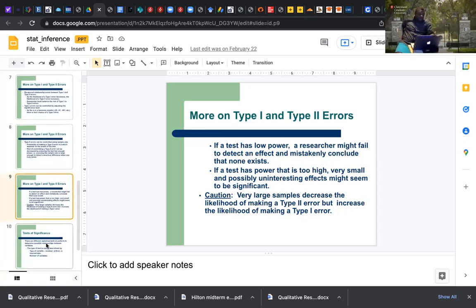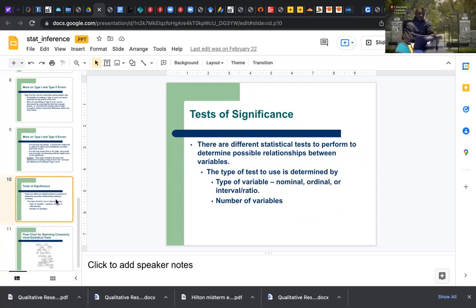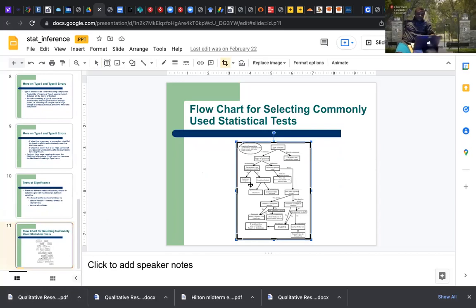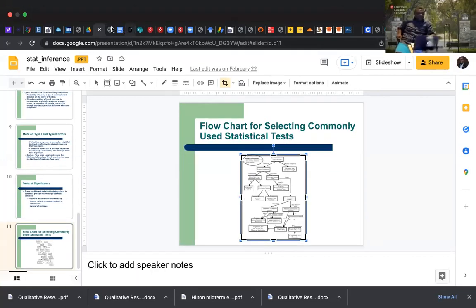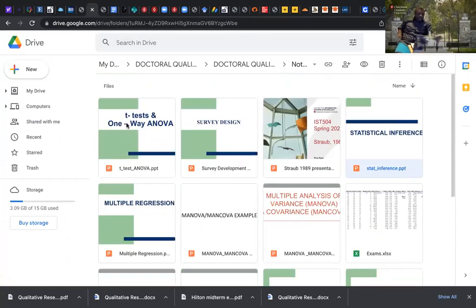And then finally, the test of significance. There are different statistical tests to perform to determine whether a relationship between variables exists. The type of test used is determined by the type of variable you have, nominal, ordinal, interval, the number of variables, and it depends on the kind of test of significance you have. So we already saw these charts last time, which you have to use to decide which statistical test to use. So that's all about statistical inference. Now we are going to begin with t-test.